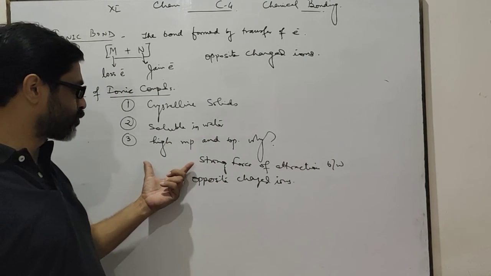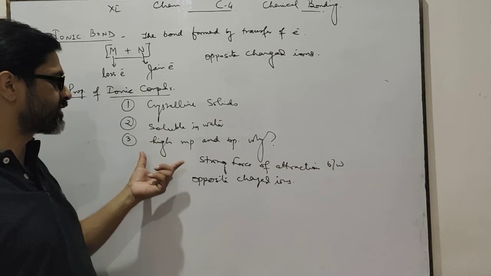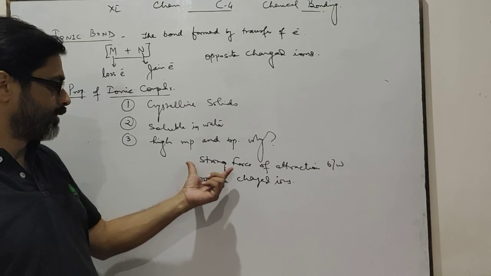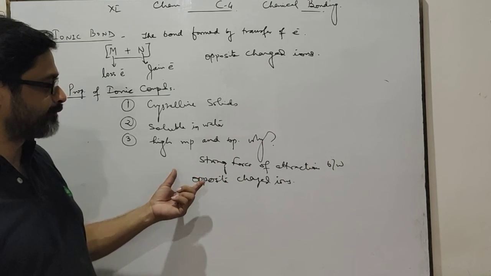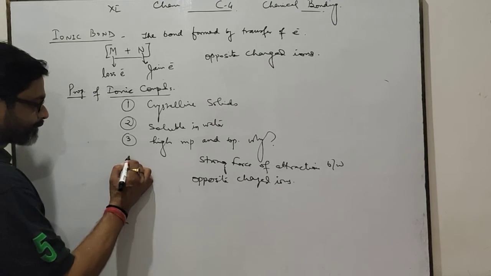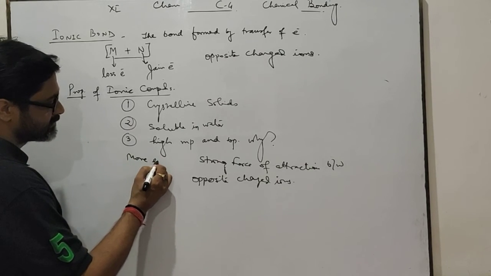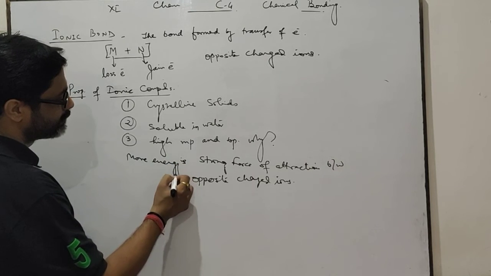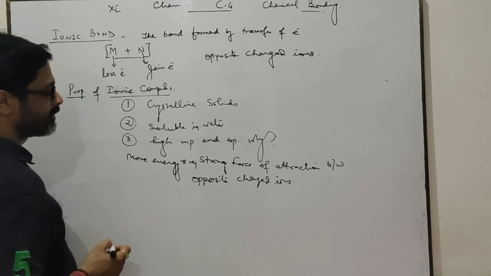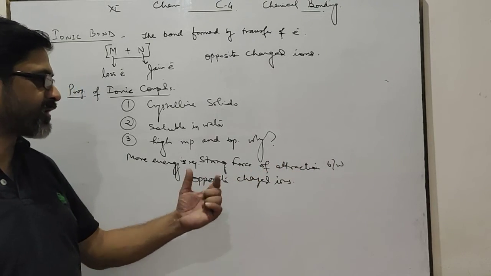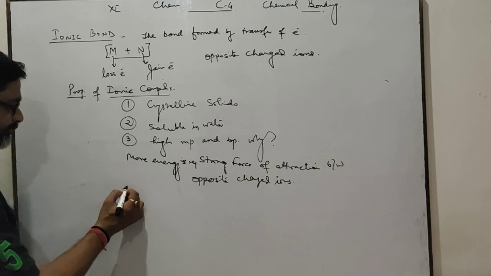This is a very important question. Why do ionic compounds have very high melting and boiling points? The answer will be: more energy is required to break the strong force of attraction between oppositely charged ions.